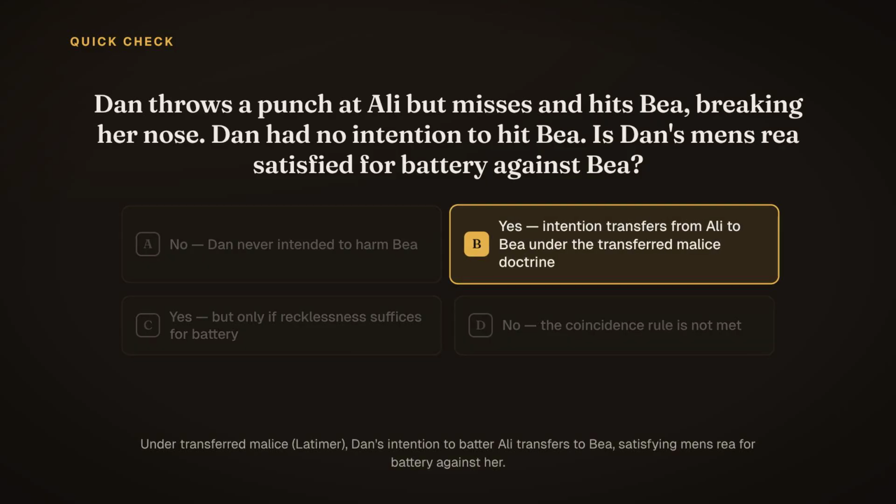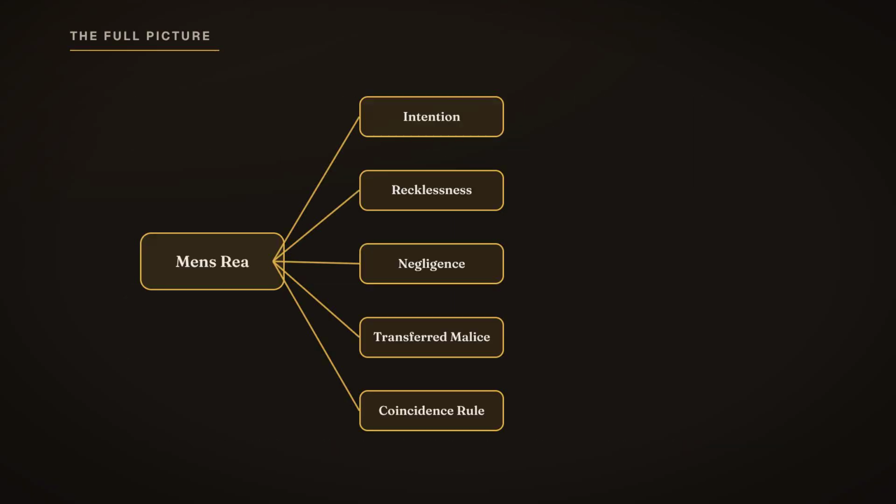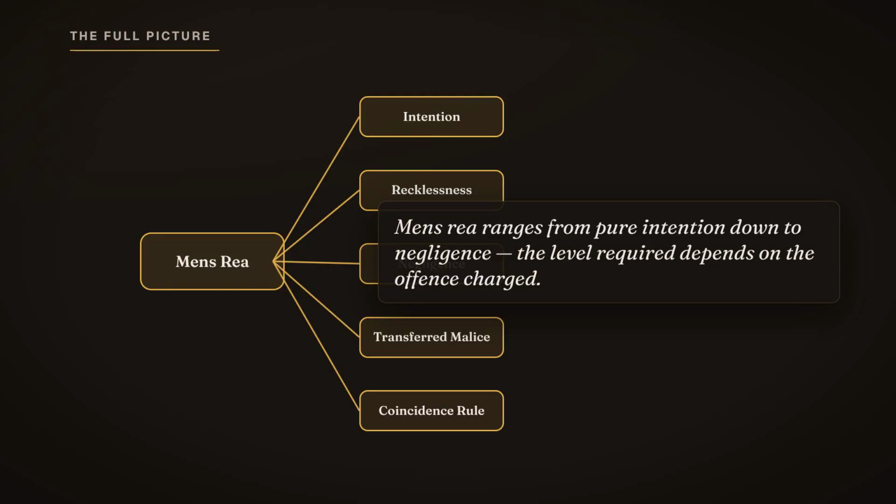The answer is B. Under the transferred malice doctrine established in Latimer, Dan's intention to batter A transfers directly to B. Because the offense is the same type, battery in both cases, the transfer works perfectly, and Dan's mens rea is satisfied. Mens rea is not one thing, it is a spectrum.